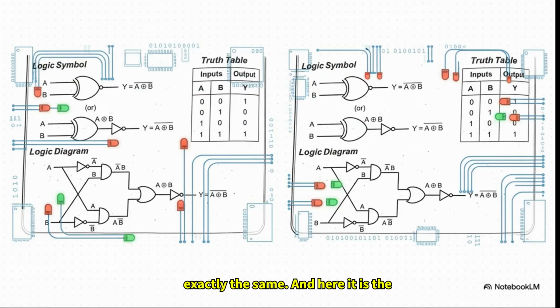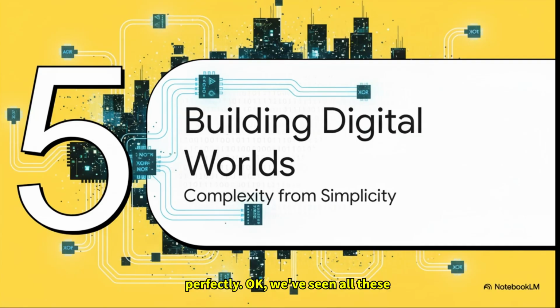And here it is, the exclusive NOR, or XNOR gate. And just like we saw before, it's really just an XOR gate with a NOT gate's bubble attached. Now look at its truth table. The output is 1 when the inputs are both 0 or when they're both 1. It only lights up when the inputs match perfectly. Okay, we've seen all these individual parts and their simple little rules. But the real magic, the whole point of this entire explainer, is how they all come together to create incredible complexity out of utter simplicity.